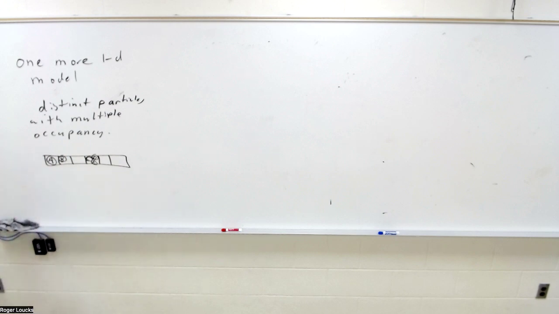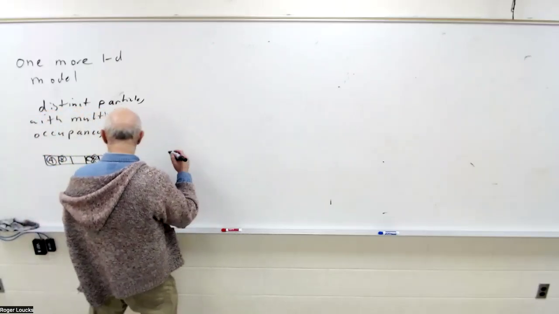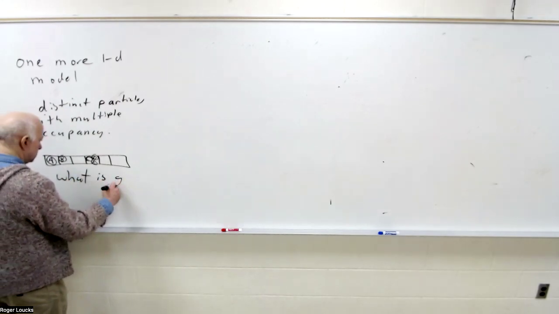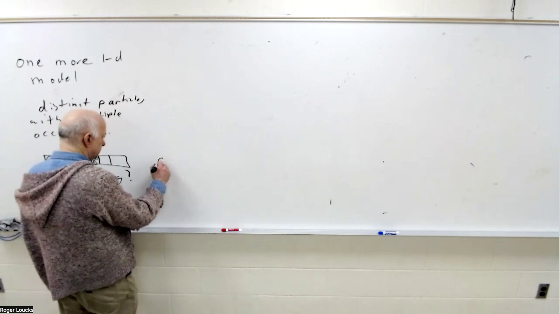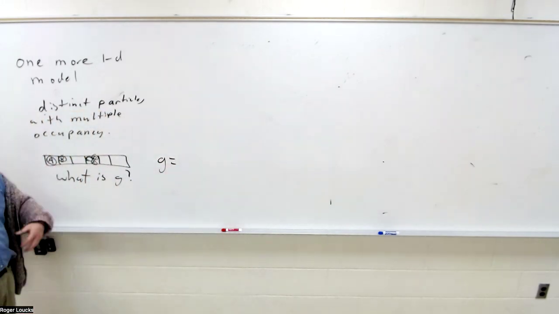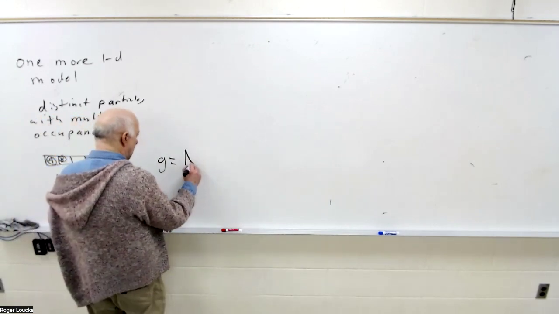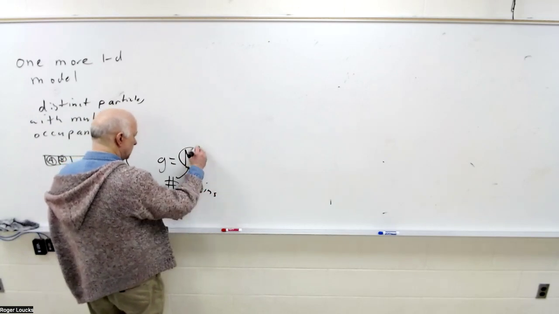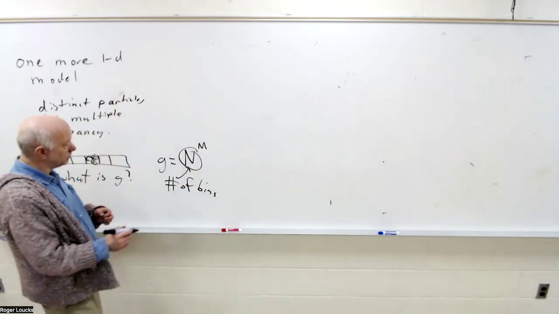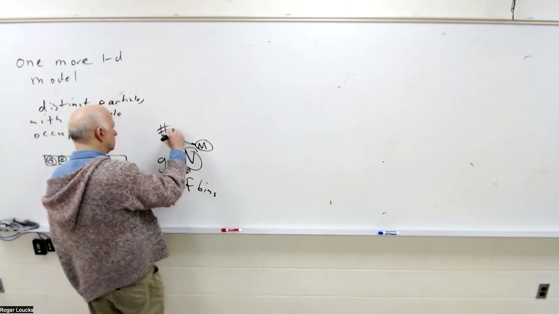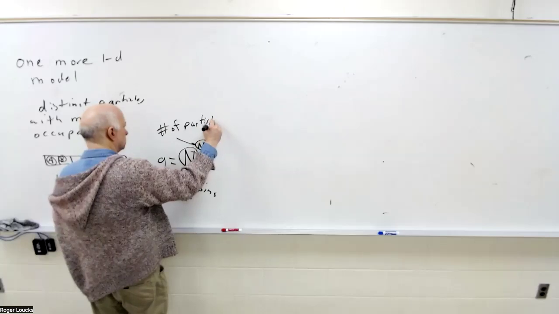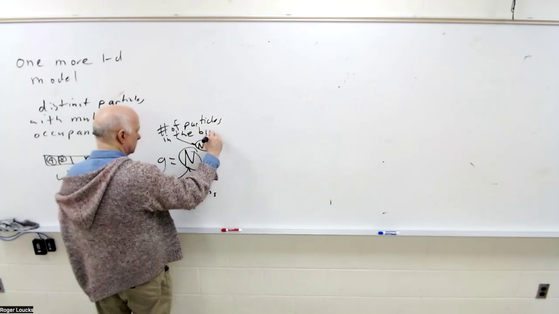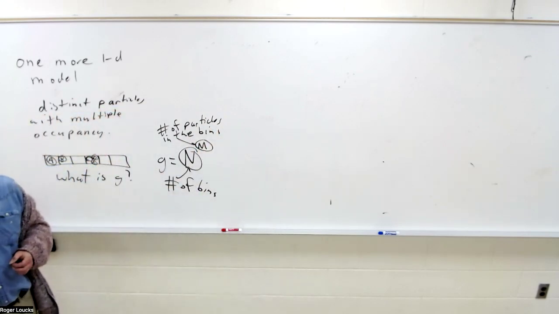Okay, so let's figure out how to do this. Let's take a simple case. I'm going to give you the answer, then I'm going to prove it. So the degeneracy, the question is, what is G? Where we have distinct particles with multiple occupancy, it's going to be the number of bins or slots, to the power of m, which is the number of particles. To the power of, instead of times.